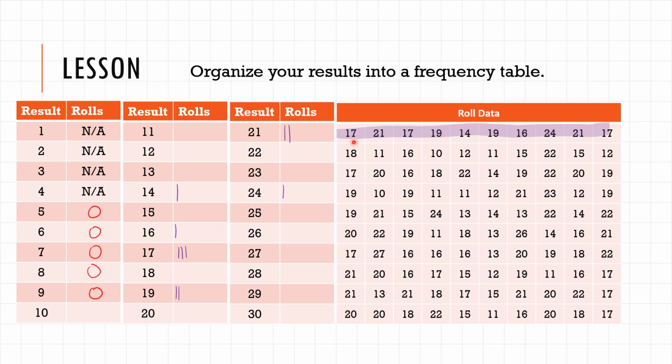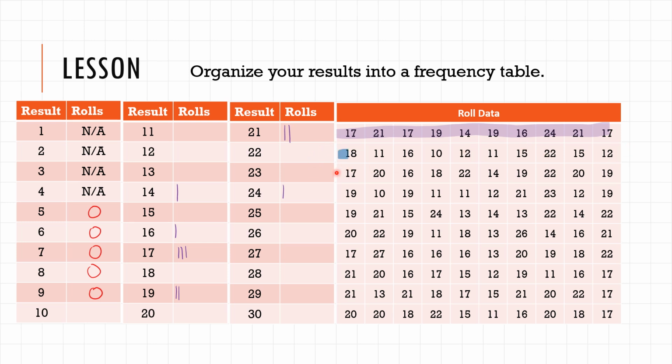In this row, I've got a 17, so I put a mark here for 17. A 21, a mark here for 21. Another 17, so I've got a second notch for 17. 19, I'll put a mark there. 14, a mark there. 19 again, so there's my second mark for 19. 16, one mark for 16. 24, one mark for 24. 21, so a second 21. I had another one here, so there are two 21s. And 17 again, so I had 3 17s in total in the first row.